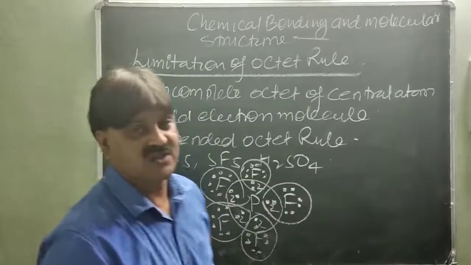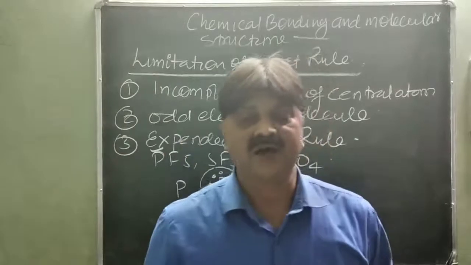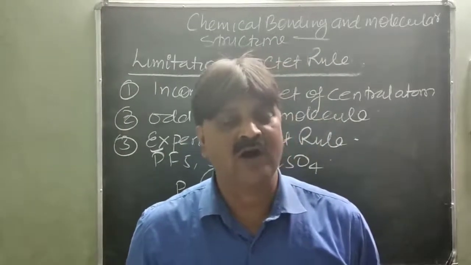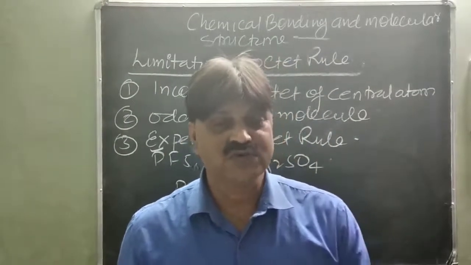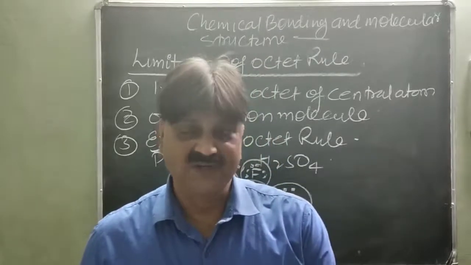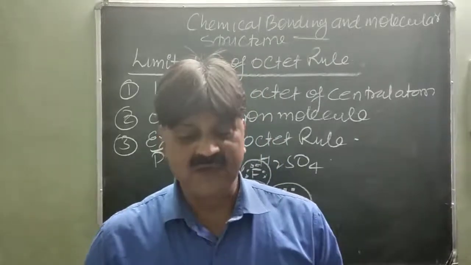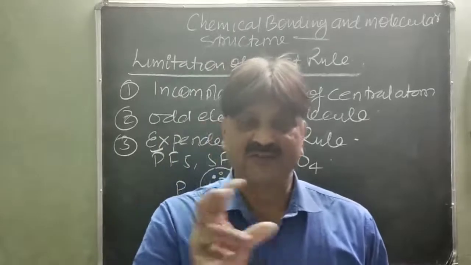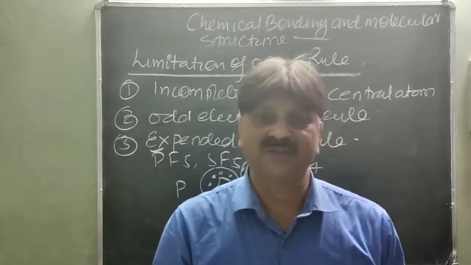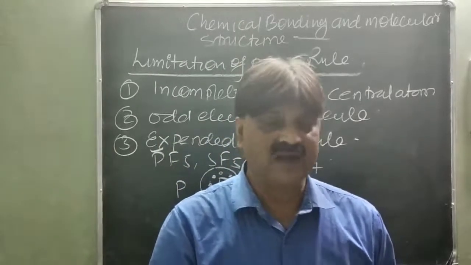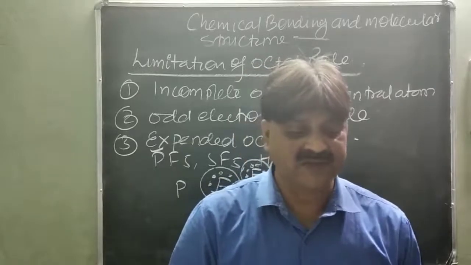So what is this showing? The elements in these molecules do not follow the octet rule. It means the Kossel-Lewis approach has some limitations, but it gives a clue for the formation of a bond between two atoms in a molecule, though the drawback or limitation is given.